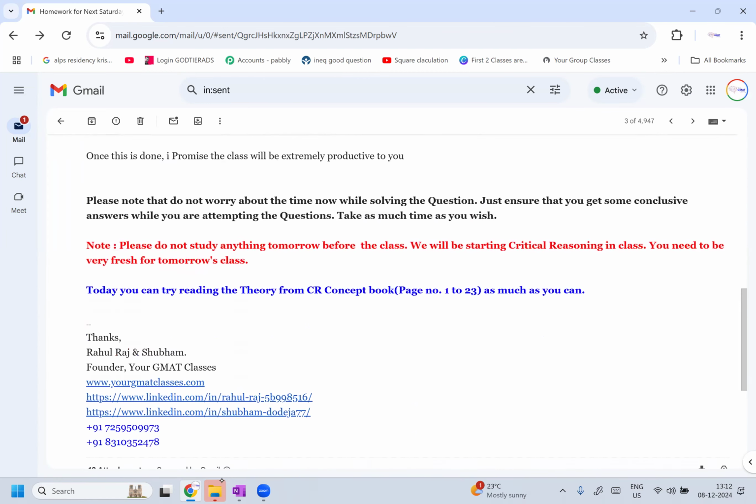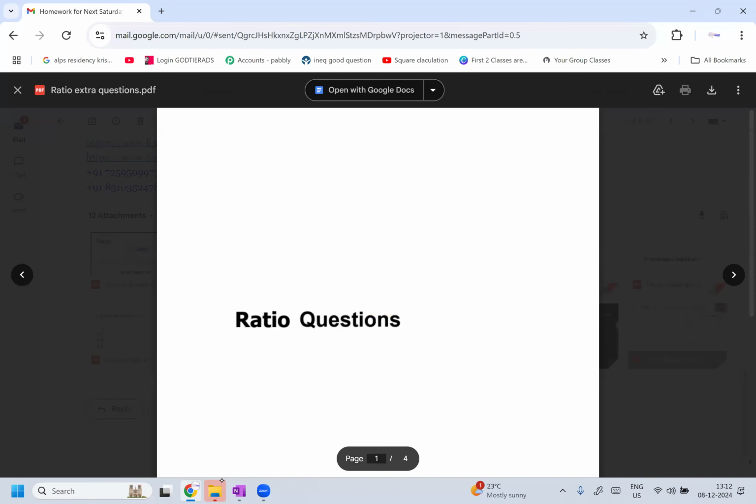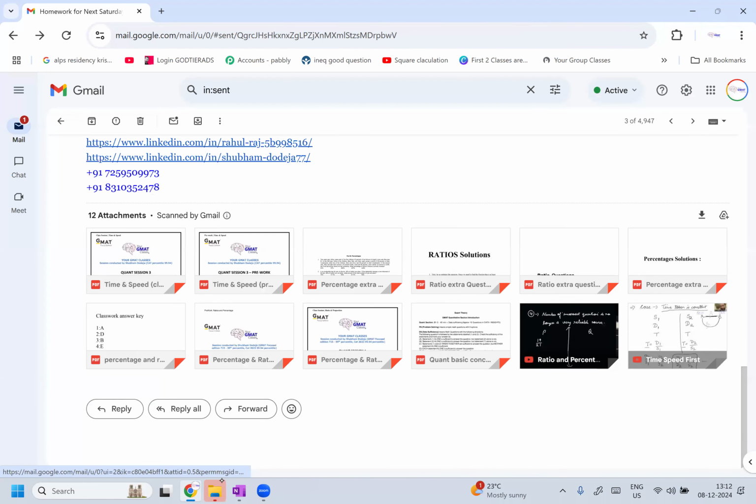All we want for percentage and ratio, right now, with the extra questions, is that you do 2 questions of percentage and 2 questions of ratio by yourself. That's it. Every day. You're not supposed to do 20, 30 questions. Please don't do 20, 30 questions at all. You put as much head as you can in 2 or 3 questions itself.